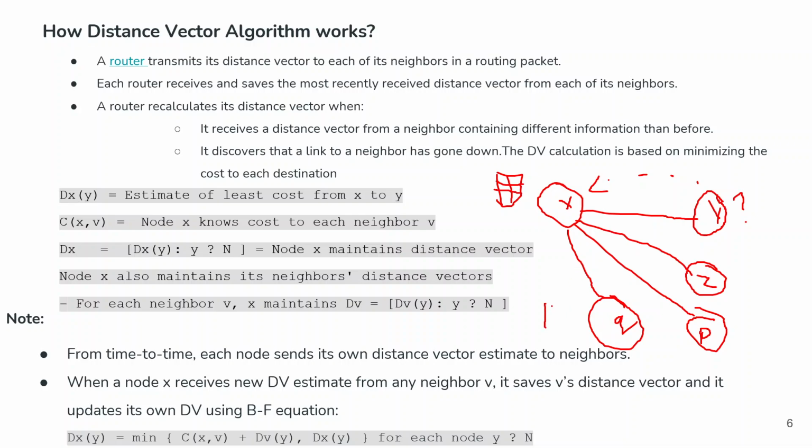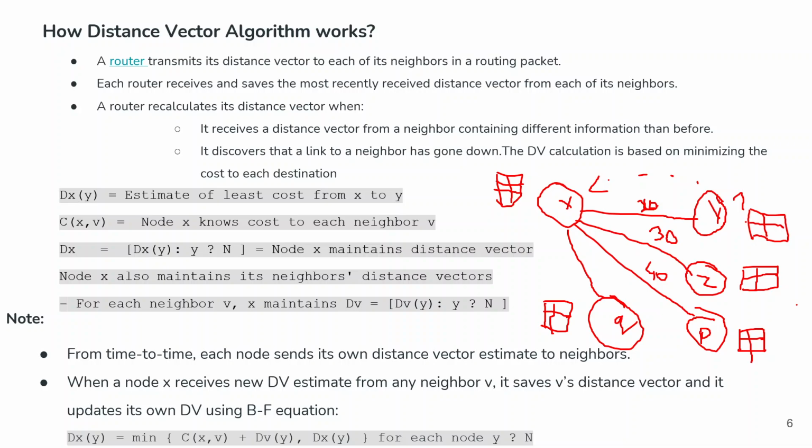Now x knows how much cost is required to travel from x to y. Let's say it is 10 or 20. Then if x knows that a cost of 30 is required from x to z, then 40 from x to p, etc. So each node maintains a distance vector table like this, which keeps on periodically updating, depending on various conditions.